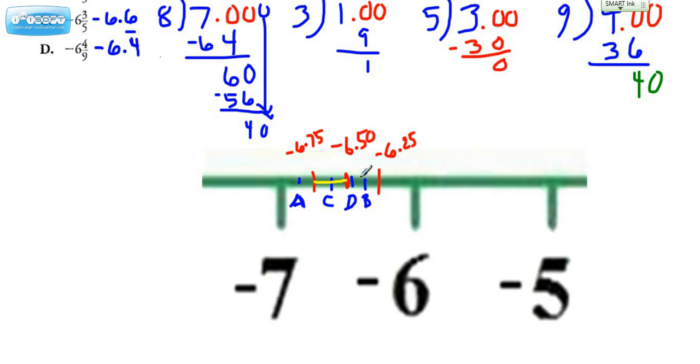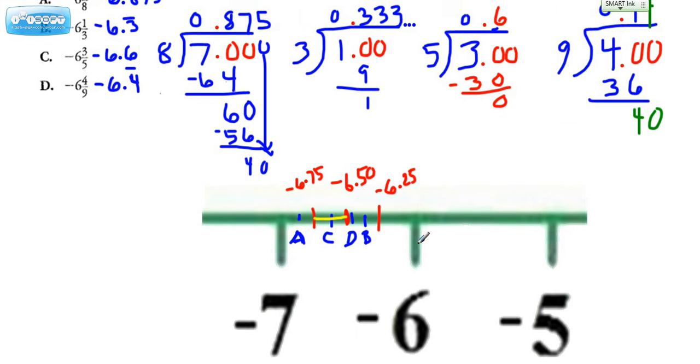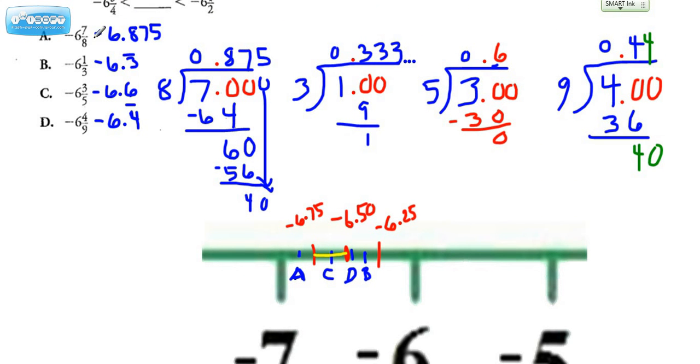So the next thing you should do whenever you get these types of questions is plot on a number line. If we plot a negative 6.5, that's going to be right here where the red line is. If we plot a negative 6.75, that's going to be right about here. If we plot each of the answer choices, we're looking for an answer choice that's within this yellow range.